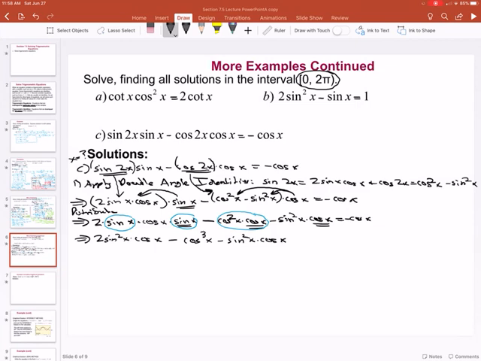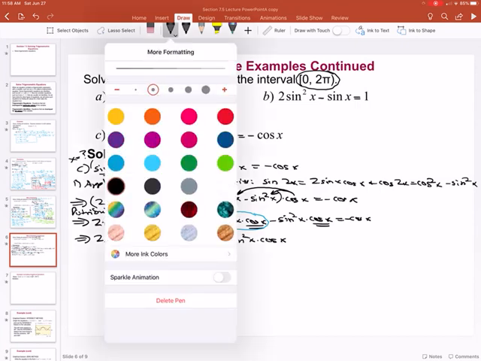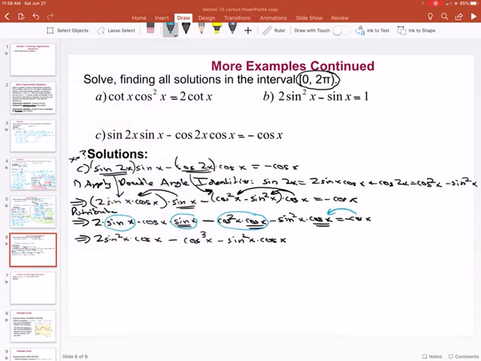And what I want to do is set this equal to 0. So let's move this term over and add that cosine x over. Again, I want to set it equal to 0. As we do that, what do we have as a common factor? What's showing up in all these terms? We've got a cosine x, cosine x, cosine x. So we have a GCF.